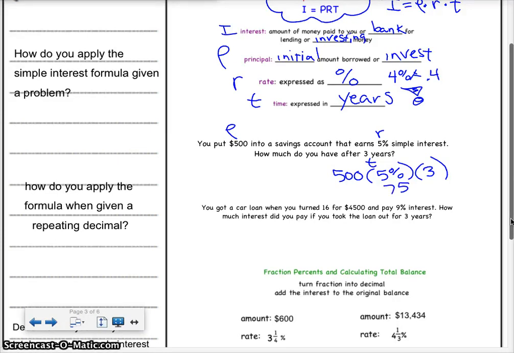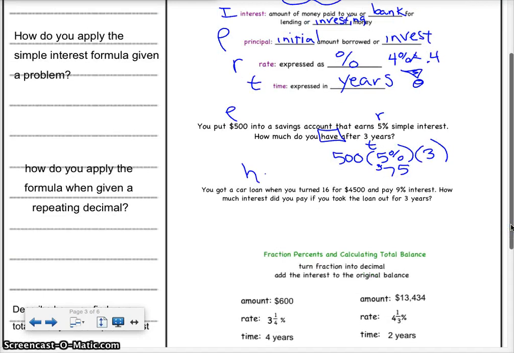All right, now we've got to be so careful. And here's what we've got to be careful for. So it says have. Do I have 75 bucks? Yes or no? No. I have more than 75 bucks. What I have is my $500 plus the 75. I have $575. Today is going to be tricky because sometimes you add, sometimes you don't. So you're going to have to be careful about when you add and when you don't.